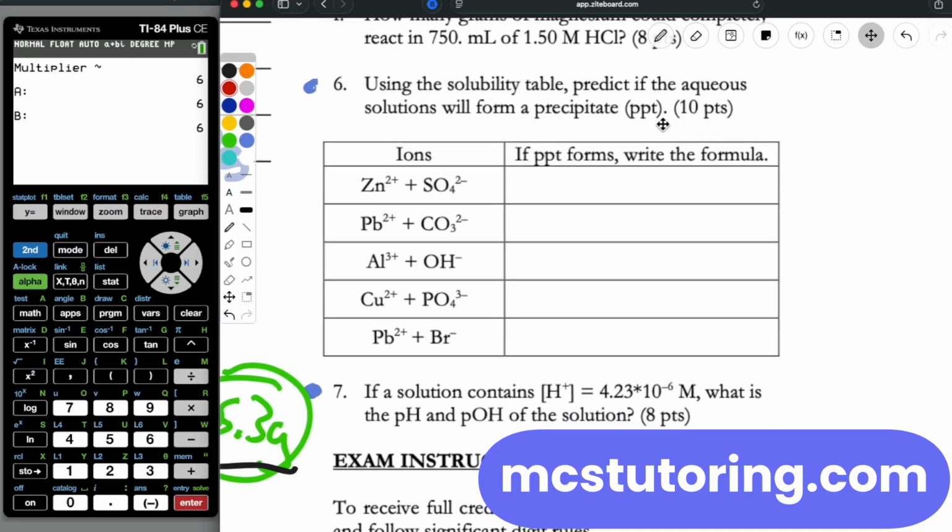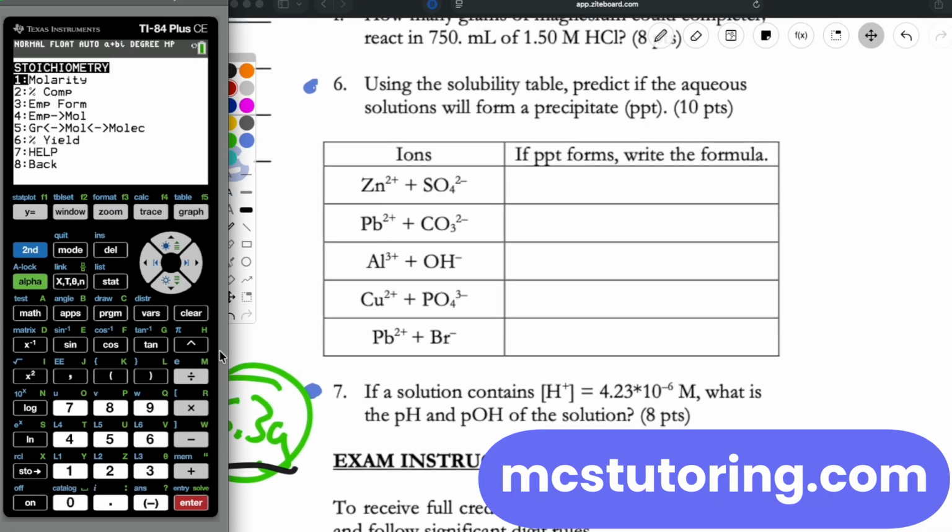Man, dude. Okay, using the solubility table, predict if the aqueous solutions will form a precipitate. That means something comes out of solution. If it's in solution, think it's like still mixed. Like, give an example, like water, they call the universal solvent. If it's still there, you wouldn't see it pop out. Precipitate means it comes out.